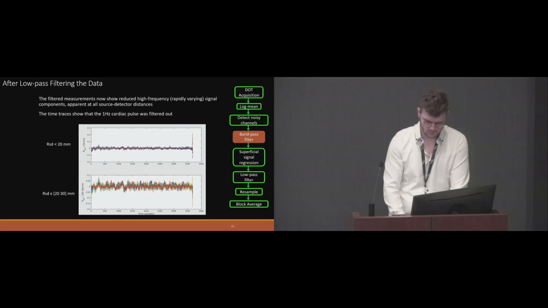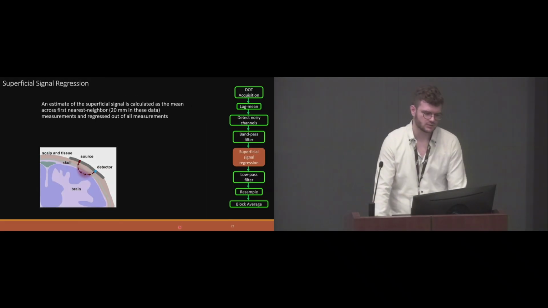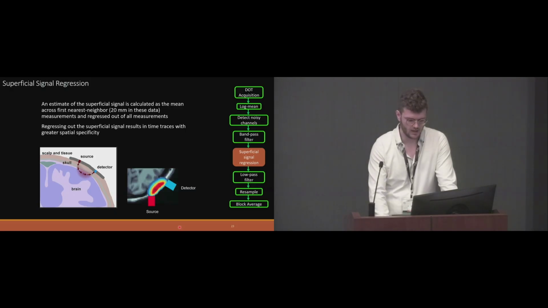So now we'll go into superficial signal regression. First, an estimate of the superficial signal is calculated as the mean across our first nearest neighbor. So for this data, this is 20 millimeters or lower in this data set. And those measurements are regressed out of all of the other measurements. Regressing out our superficial signal results in time traces with greater spatial specificity.